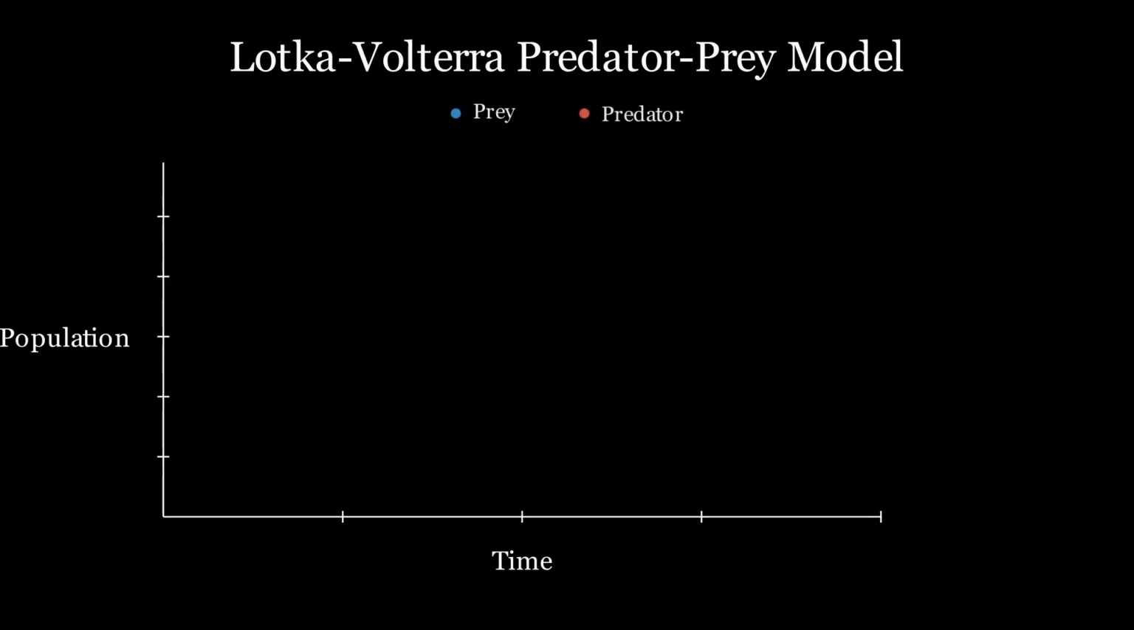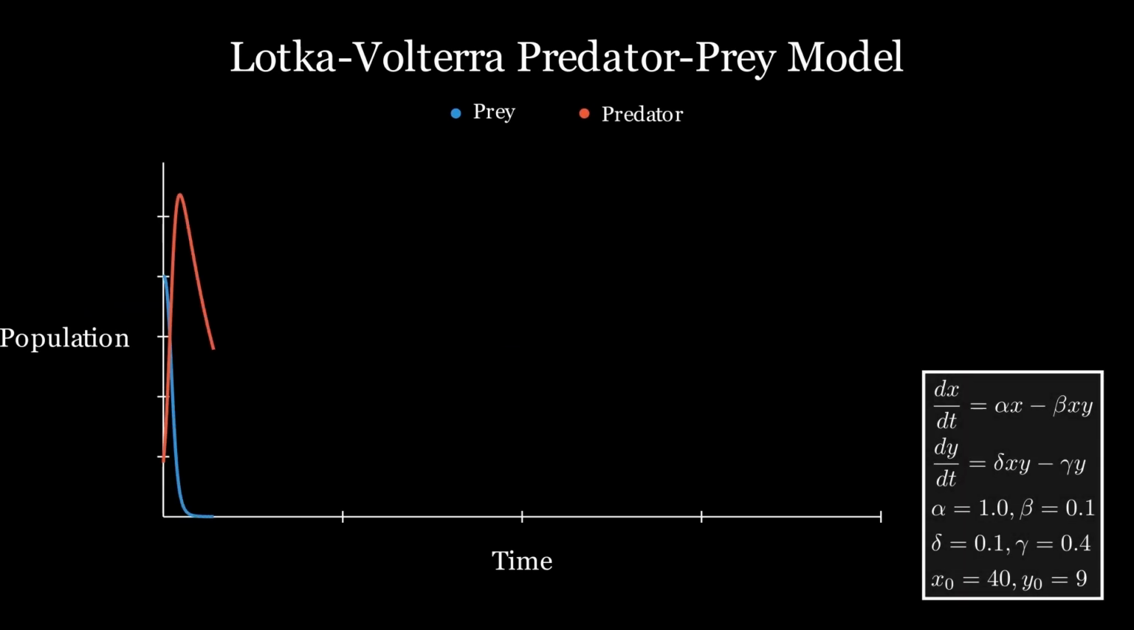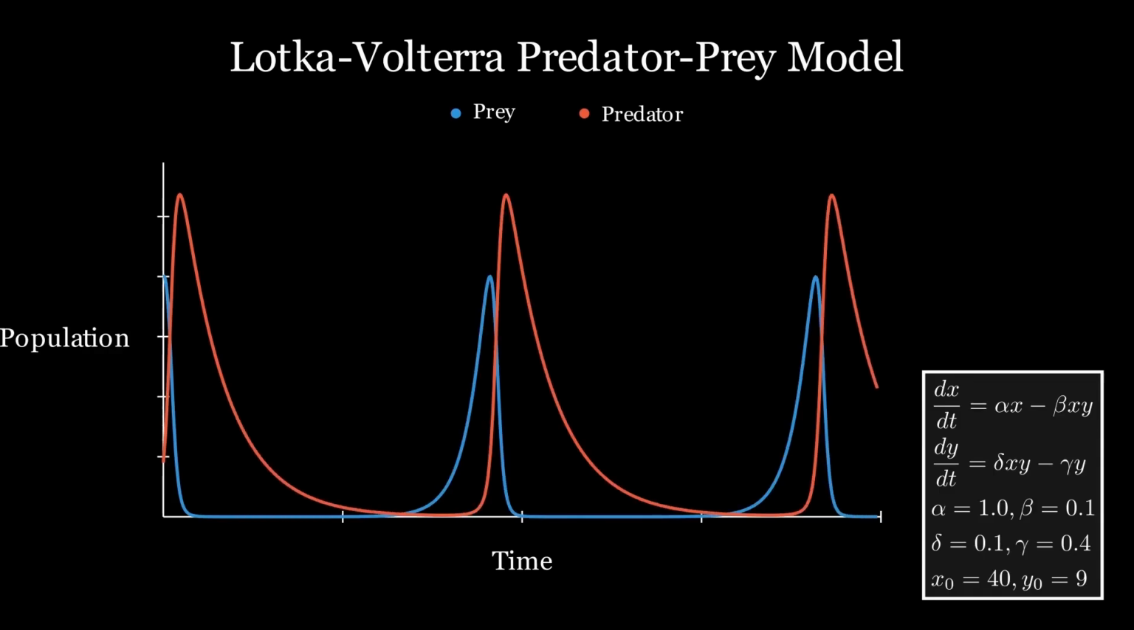These assumptions yield the following equations. These are called the Lotka-Volterra equations and have no explicit solution, unlike the previous equations. Using a numeric approximation, the graph looks like this. This clearly shows how the predator and prey populations oscillate over time.